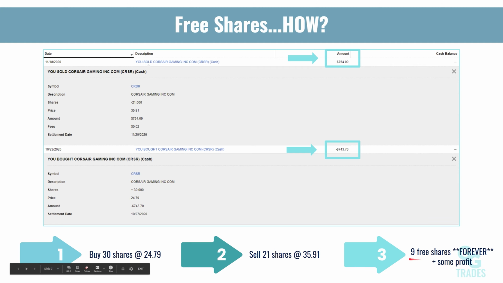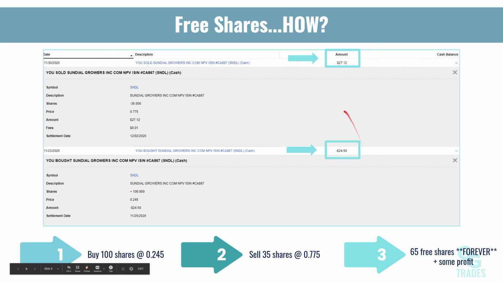But the main point is you made those shares free. Essentially, you've paid nothing for it. And what that means is you can hold it forever, and if it grows, then that's awesome. You got those shares for free, and that's free equity that you have in your portfolio.